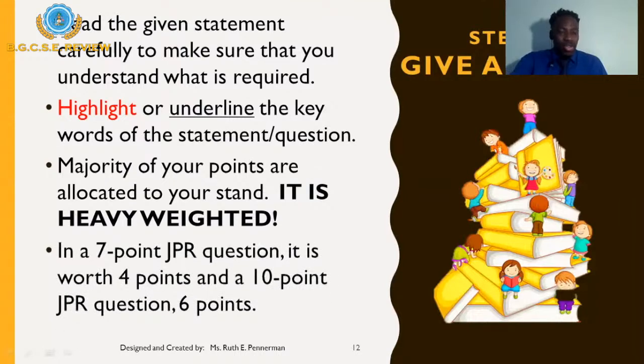In a 7-point JPR, it is worth about 4 points, and in a 10-point JPR, it's worth about 6 points. So I'll pause there too, because you want to appreciate that if it's a 7-point JPR, the majority of the points are awarded to the stand, which is 4. You can gain a total of 4 points for your stand for your 7-point JPR, and you can gain a total of 6 points for your stand as it relates to a 10-point JPR. And so that is heavily weighted, that component of the JPR, that is.